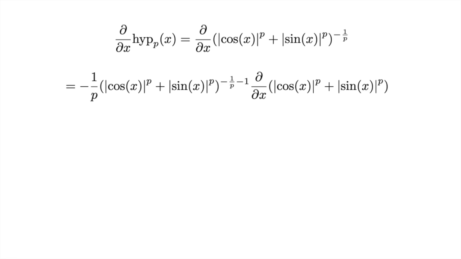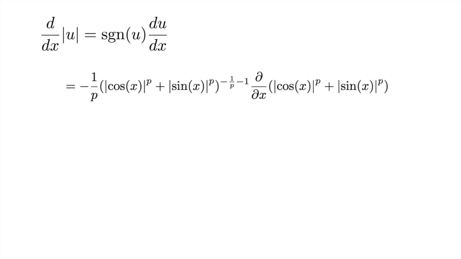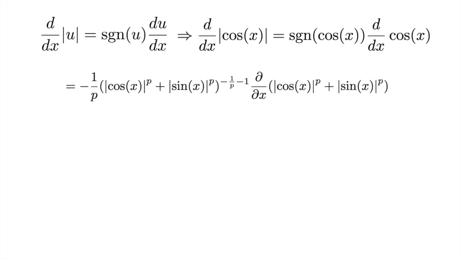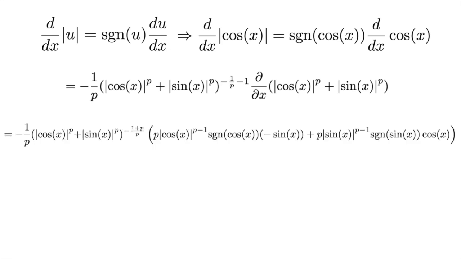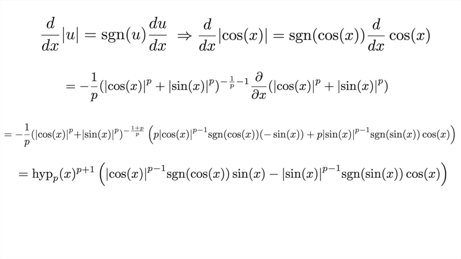For the next step, I want you to recall the derivative of the absolute value that we defined in Chapter 5, this time with the chain rule shown. Looking at the absolute value of cosine, for example, its derivative will be signum cosine times the derivative of cosine, which is equal to negative sine. You should also note how I rewrote the exponent on the left from a negative 1 over p minus 1 to a negative 1 plus p all over p. This form should be familiar as the definition of height base p, but raised to the p plus 1 power.